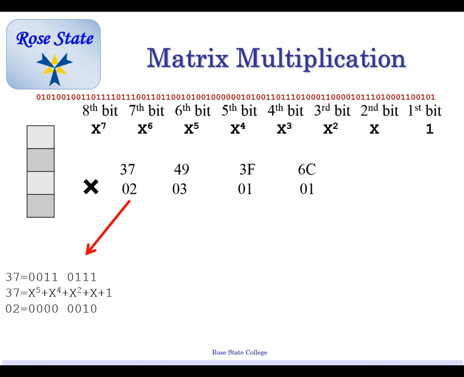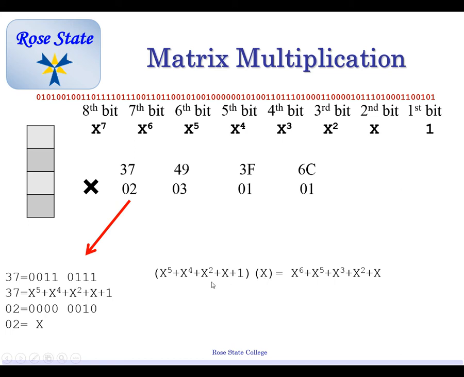Do the same thing with 2. We end up with x. That's it. Y'all see how that's x? Remember, we take 2, which is 0, 0, 0, 0, 0, 0, 1, 0. So if I go next, that's what we get, just x. So far, so good? Okay. Now, multiply them together. So it's x to the 5th plus x to the 4th plus x squared plus x plus 1. That's 37 multiplied times x.